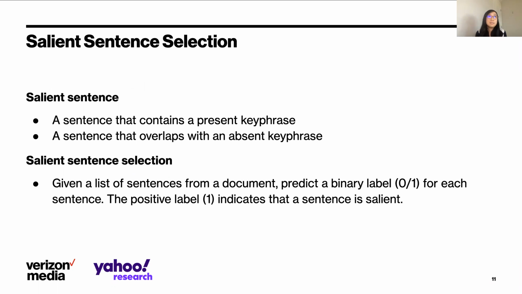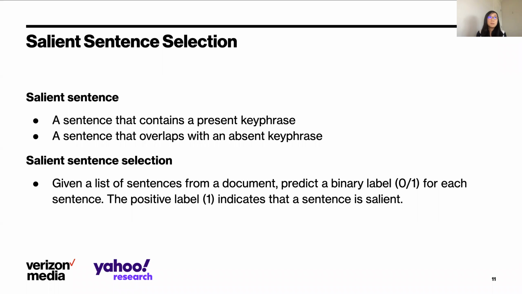So for salient sentence selection, we first need to define what a salient sentence is. Here we are adopting a very basic definition. We say a sentence is a salient sentence if it contains a ground truth present key phrase. So this is very straightforward. For the absent key phrases, there are many possible ways of defining the salient sentence, but we are simply considering the case where a sentence overlaps with an absent key phrase.